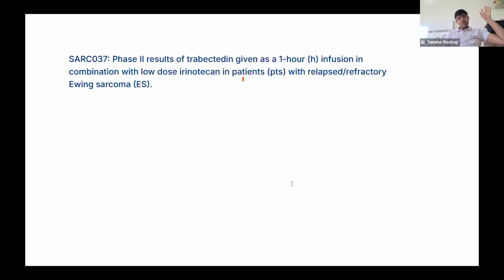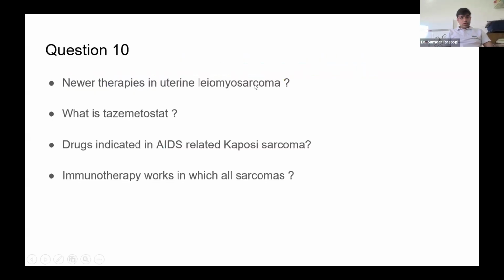I mean, we are talking about sarcomas. So yeah, in sarcomas, Ewing sarcoma might be SARC 037. It might be used in Ewing sarcoma. But the problem is, since the paper is not published, we don't know if these people have received irinotecan or not, and what fraction of people who have already received irinotecan will benefit from this. So, any newer therapies in uterine leiomyosarcoma?